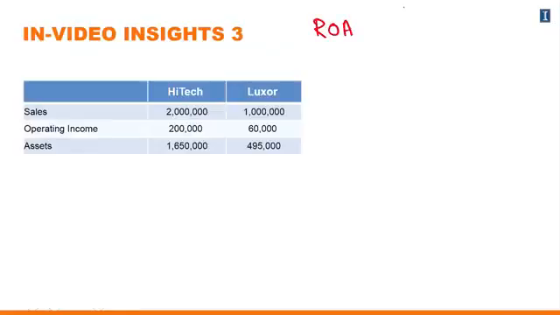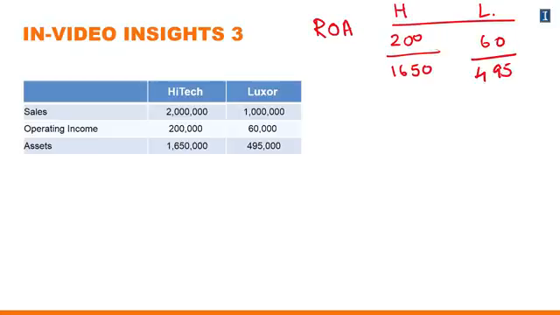And the return on assets for both of those companies, so let's do Hi-Tech here and Luxor over here. So return on assets is your operating margin, and your operating margin for Hi-Tech is 200,000. And the asset base that we have is 1,650,000. I'm doing this in thousands, so I'm just writing this down as 200 divided by 1,650. For Luxor, the same things are 60,000 divided by 495,000.